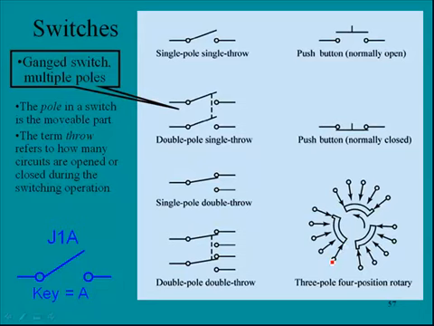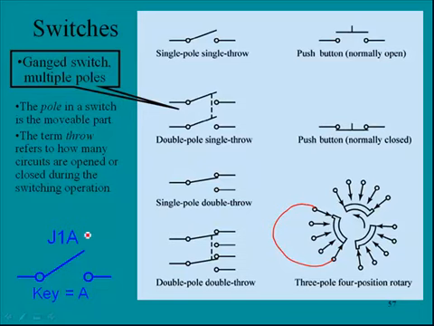So currently we have a connection between here and here. But as this rotary switch is turned, we could pick off this connection, this one, or this one, and hence we have 4 possible positions here.